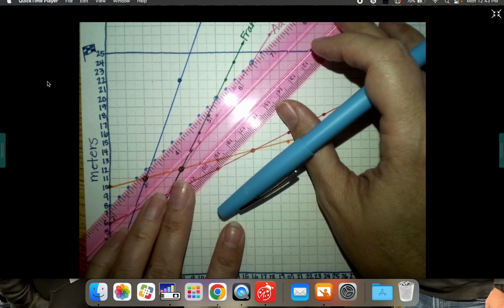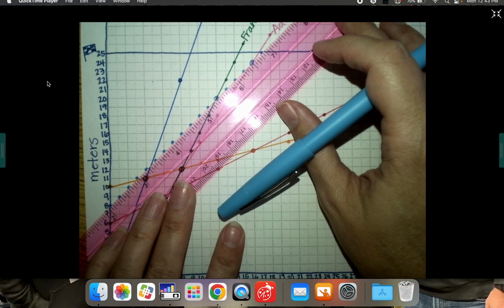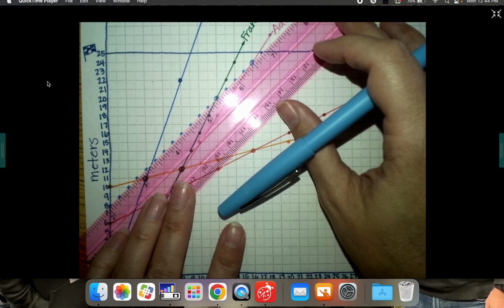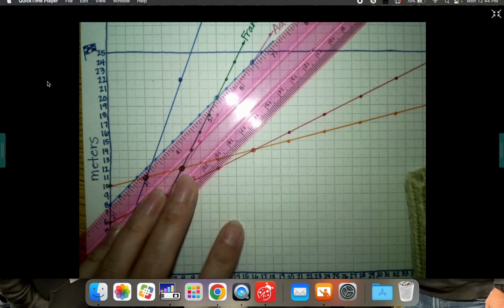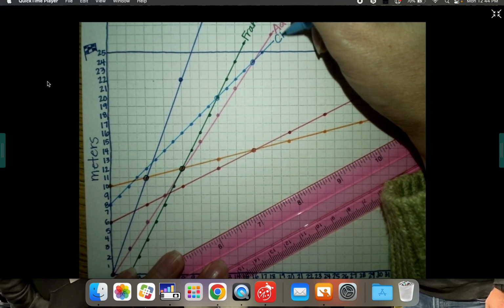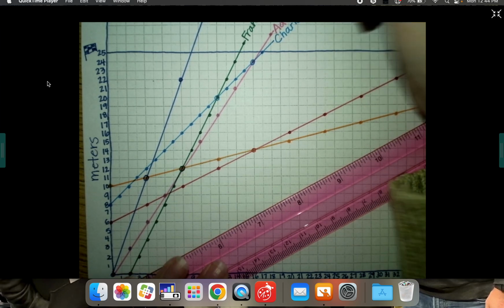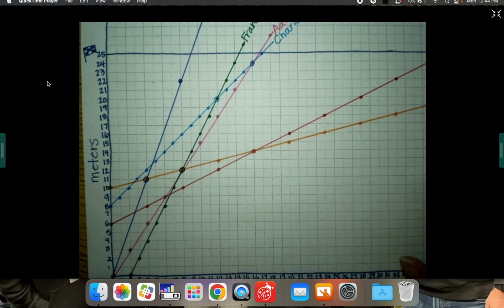Okay, so draw in your straight line. Yes, Addie goes just a tiny bit before Charles. Okay, so this is Charles' line. He comes in just barely after Addie. Fractions of a second.